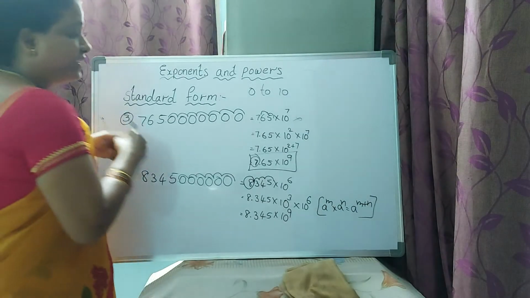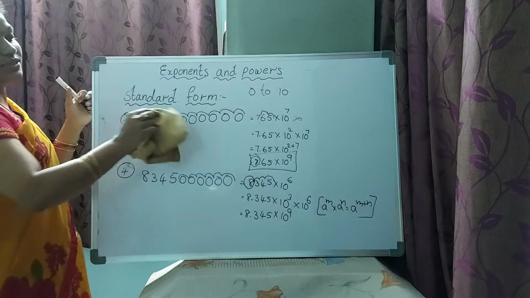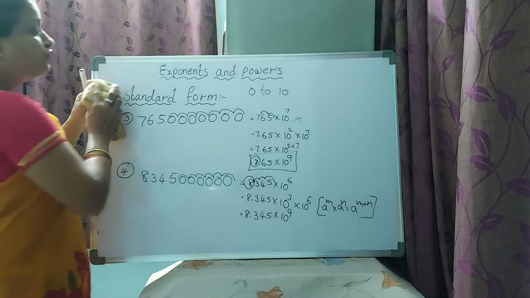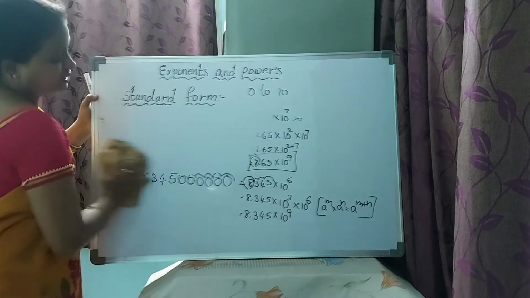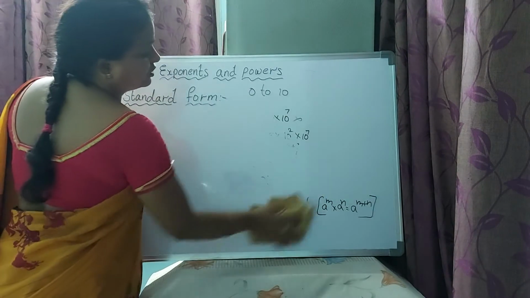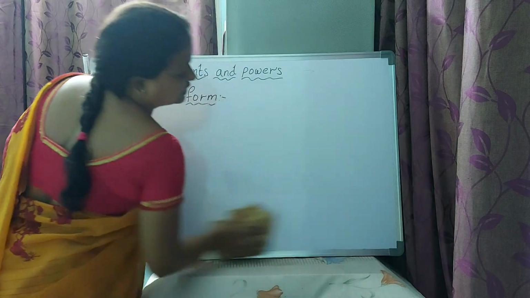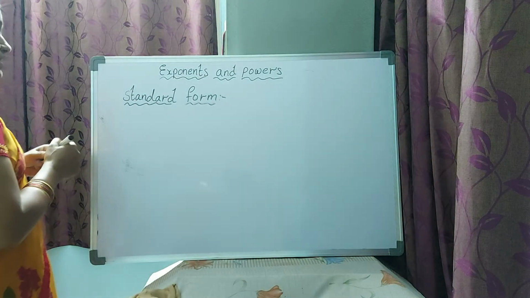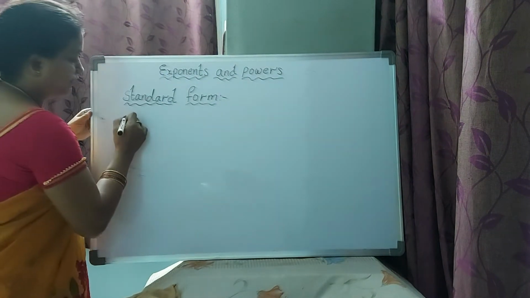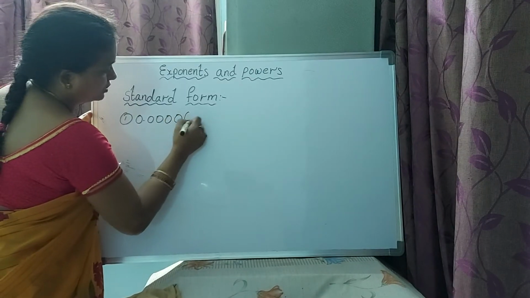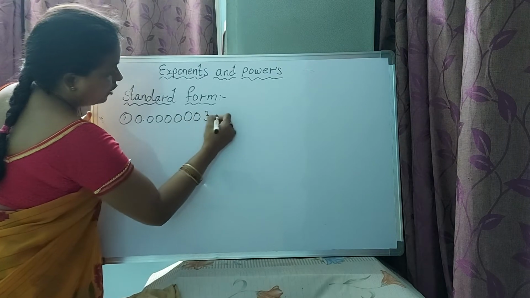Next, how to write? Up to now we saw the larger numbers, how to convert the larger numbers into standard form. Now we will see the smaller numbers, how to convert the smaller numbers into standard form. See one example. 0.000003. How to write this one?